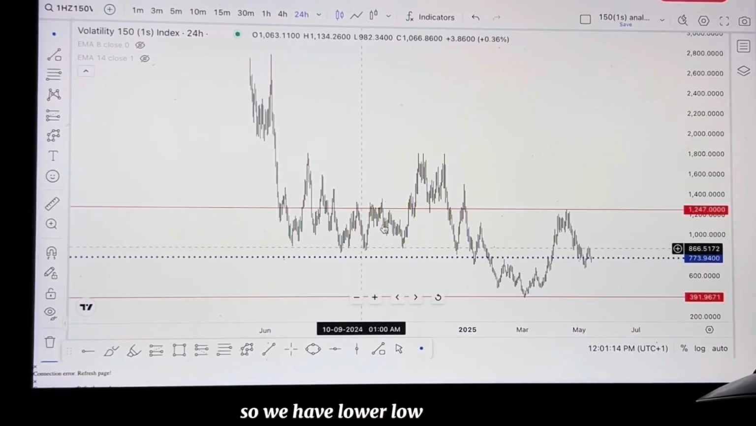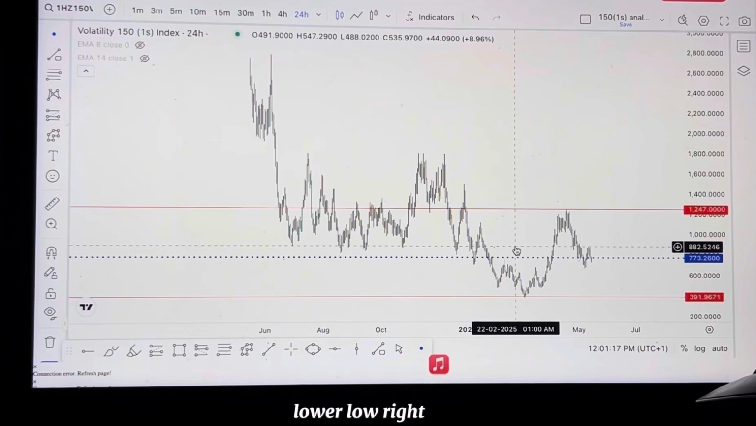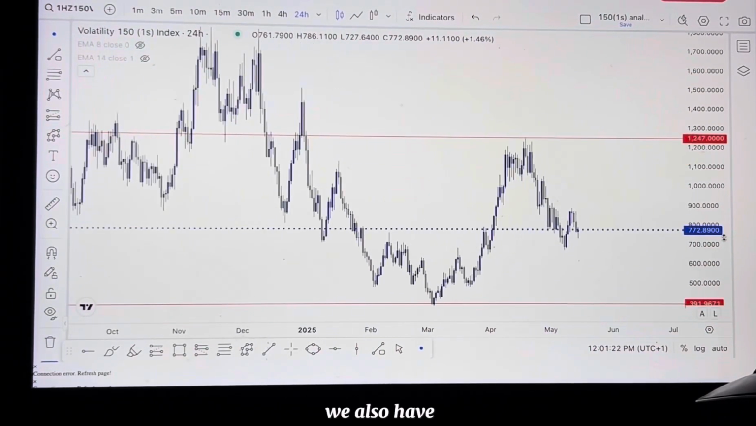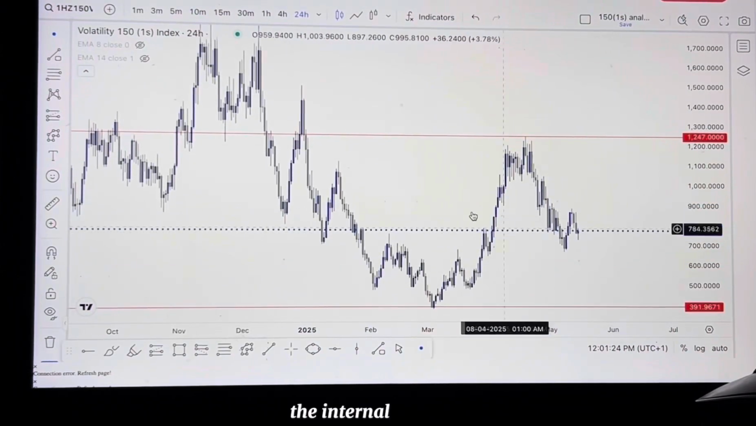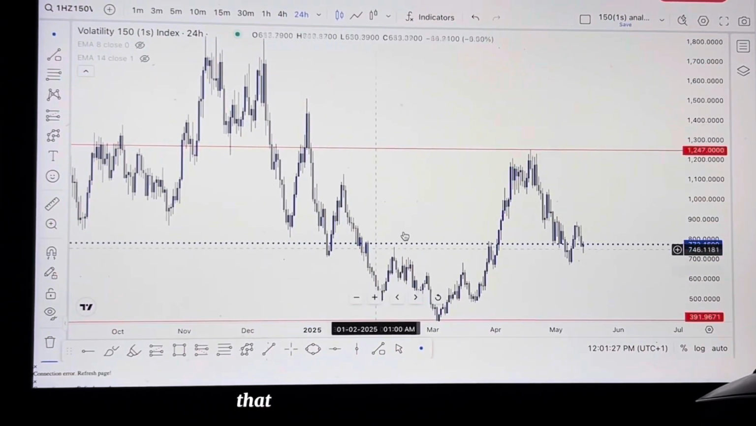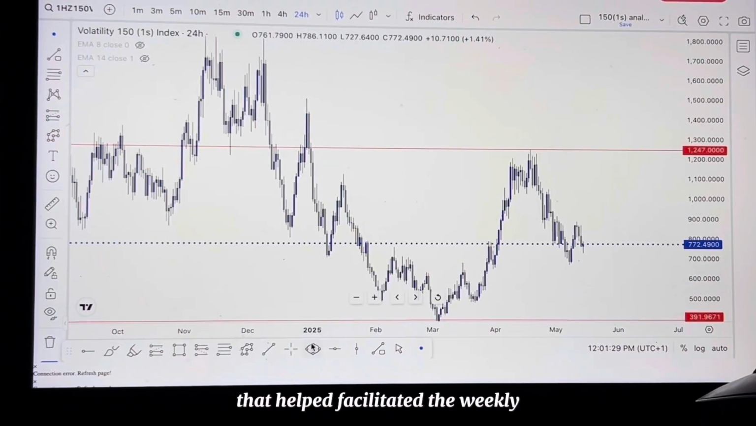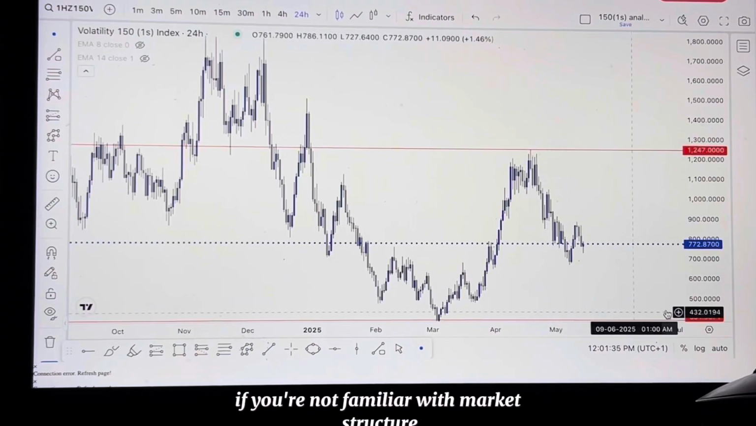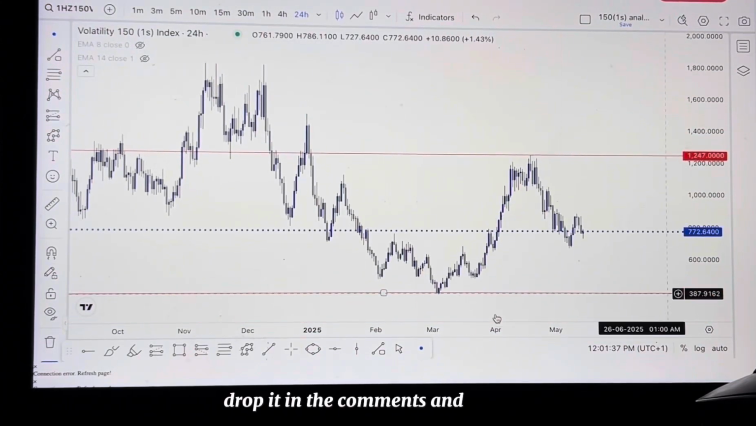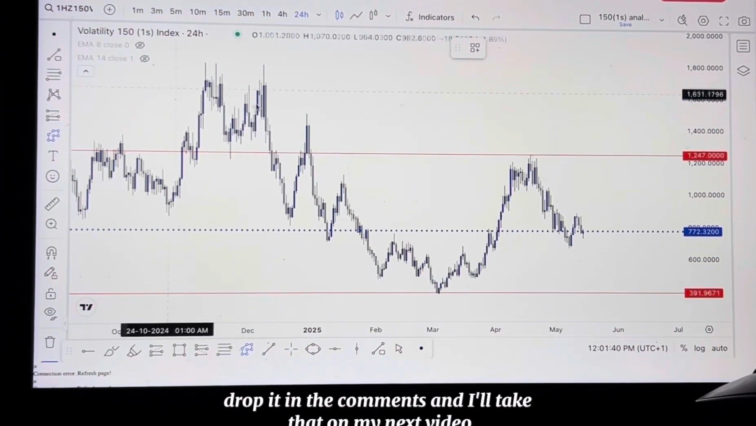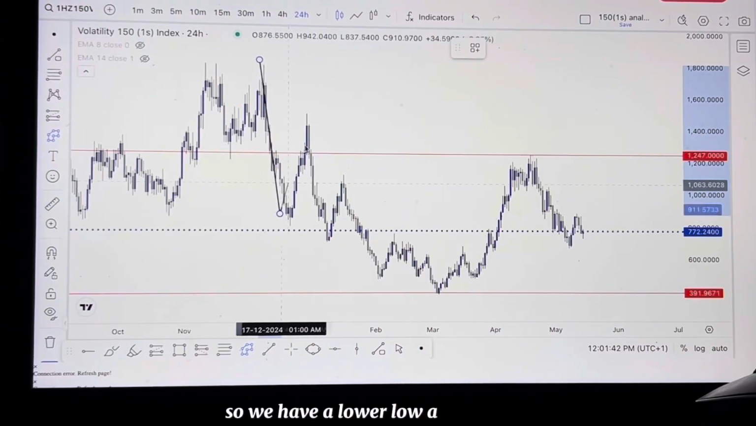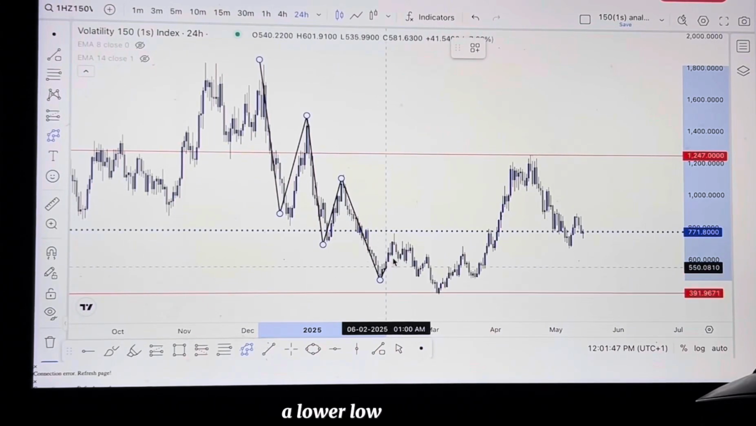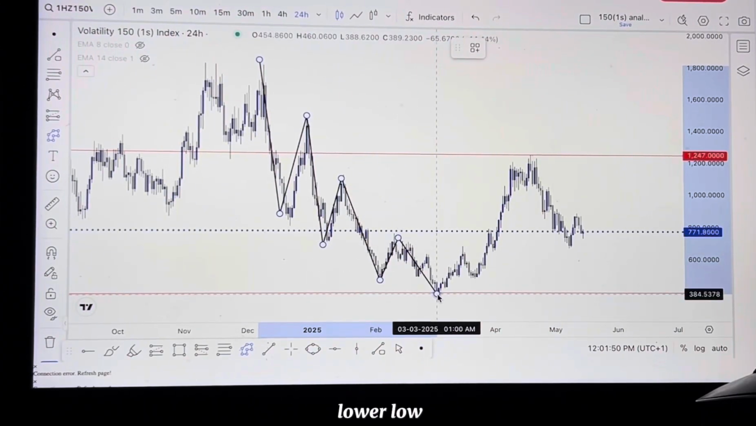So we have lower low, lower high, lower low, right? Now we also have the internal structure that helped facilitate the weekly structure swing movement. If you're not familiar with market structure, drop it in the comments and I'll take that on in my next video. So we have a lower low, lower high, lower low, lower high, lower low, lower high, lower low.